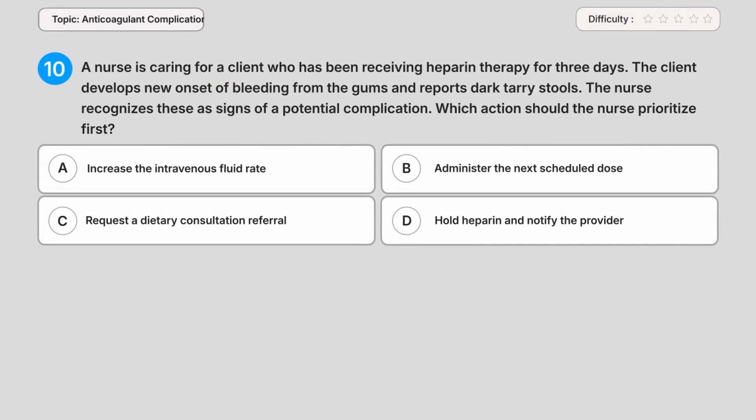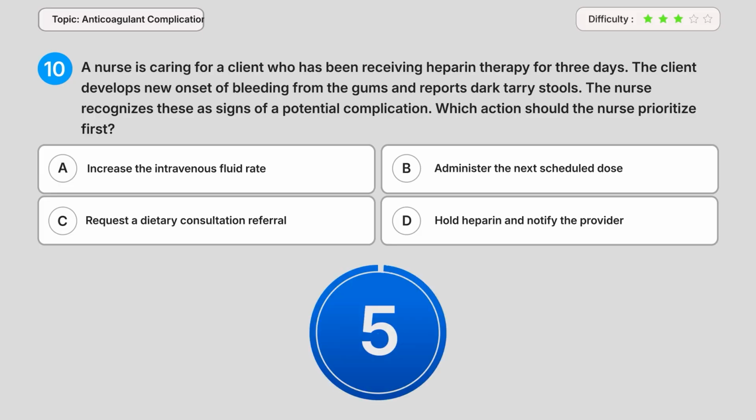10. A nurse is caring for a client who has been receiving heparin therapy for 3 days. The client develops new onset of bleeding from the gums and reports dark tarry stools. The nurse recognizes these as signs of a potential complication. Which action should the nurse prioritize first? A. Increase the intravenous fluid rate. B. Administer the next scheduled dose. C. Request a dietary consultation referral. D. Hold heparin and notify the provider. Can you guess the answer?